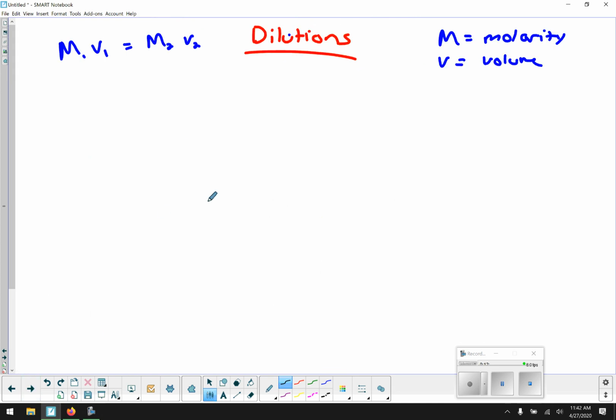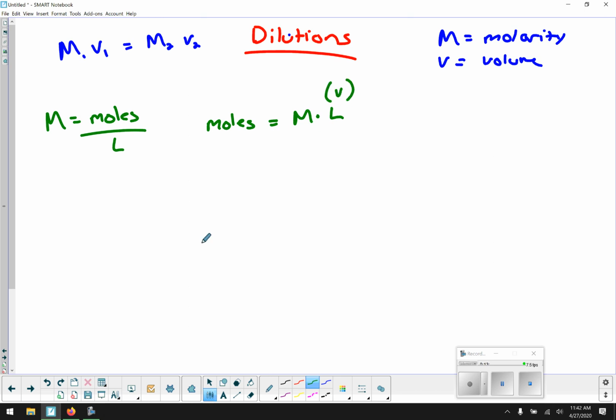The other thing I want to talk about today is dilutions, diluting concentrated things into less concentrated things. And there's an equation for that, and it's pretty simple to understand. Remember, molarity equals moles divided by liters. So if molarity equals moles divided by liters, that's moles of solute divided by liters of solution. Moles equals molarity times liters, or molarity times, in this case, volume.